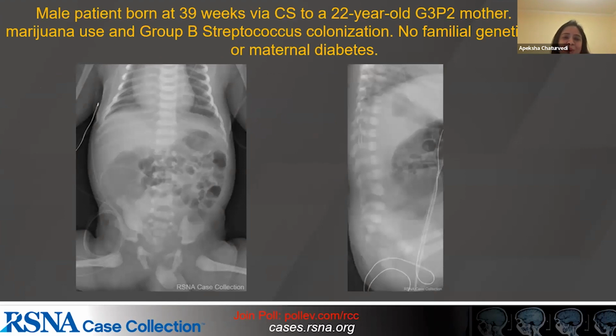This male patient was born at 39 weeks via cesarean section to a 22-year-old G3P2 mother. There was a history of maternal marijuana use and group B streptococcus colonization, no familial genetic syndromes, no maternal diabetes. So here's 2 radiographs of the patient's torso. I would ask you to pay attention to the vertebrae here and make sure that you are identifying normal vertebral morphology and a normal complement of vertebral bodies.